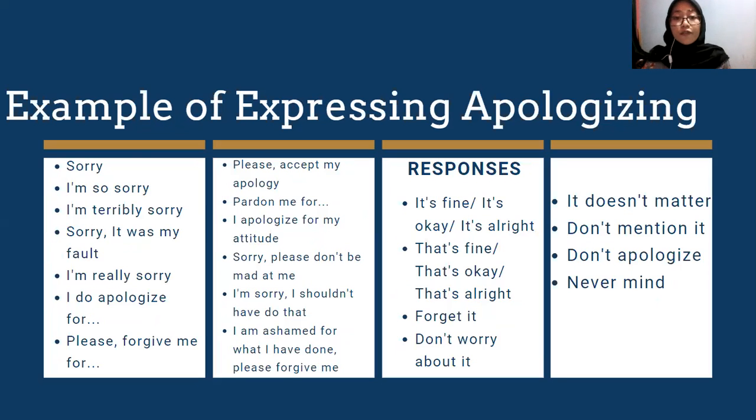We're going to the examples of expressing apologizing. The same as the examples of expressing thanking, there are so many expressions of apologizing that we can apply in daily life when we want to apologize to other people. For example, the first is sorry, I'm so sorry, I'm terribly sorry. Sorry, it was my fault. I'm really sorry. I do apologize for blah, blah, blah. Please forgive me for blah, blah, blah. You can add some words to complete these expressions. And next, please accept my apology. Pardon me for blah, blah, blah.